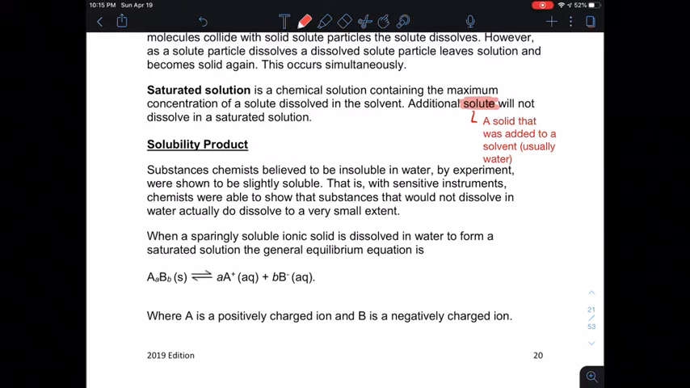Here the number of those ions in the solid molecular equation are represented by these subscripts, and those become the coefficients in the chemical reaction as the ionic compound falls apart into two composite ions. So A is the positively charged ion and B is the negatively charged ion.